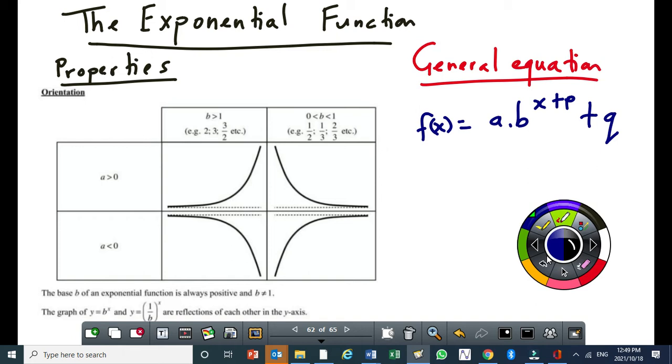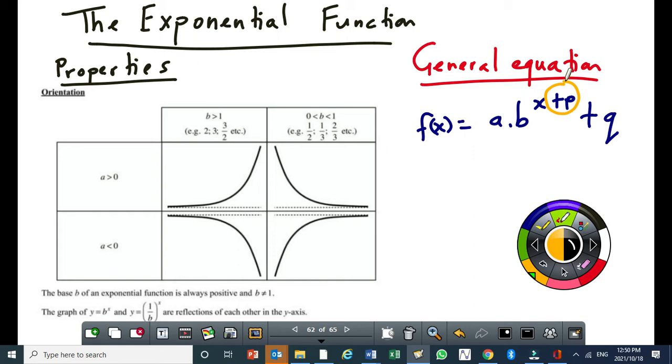Last year, the p was not there because there was no horizontal shift of the graph of any exponential function. Okay, so this p wasn't there last year. That p represents horizontal shift. Okay? That p represents horizontal shift.